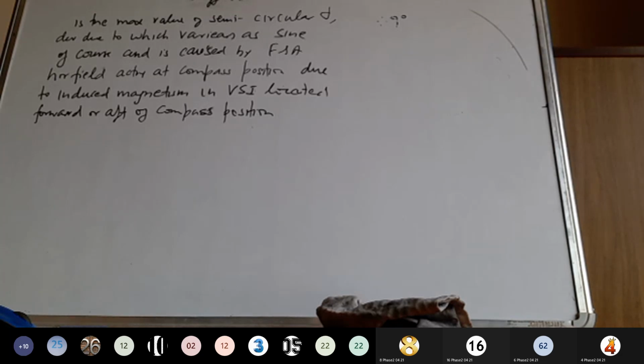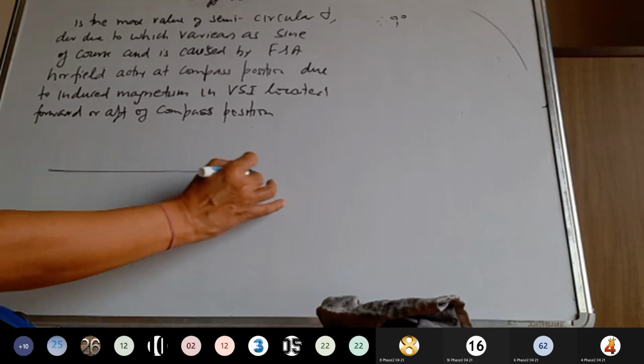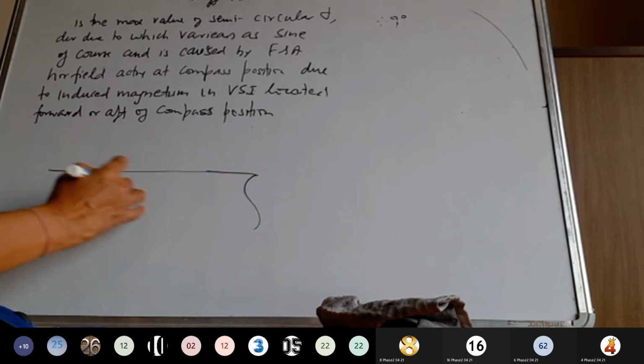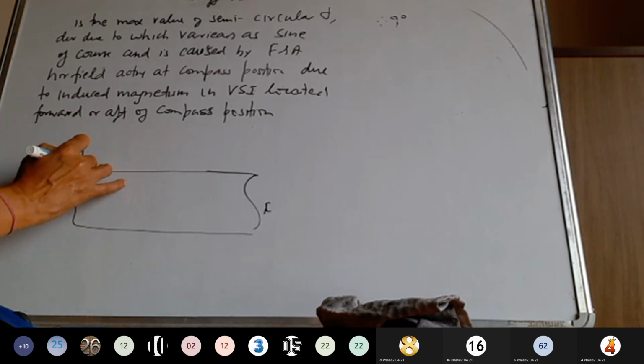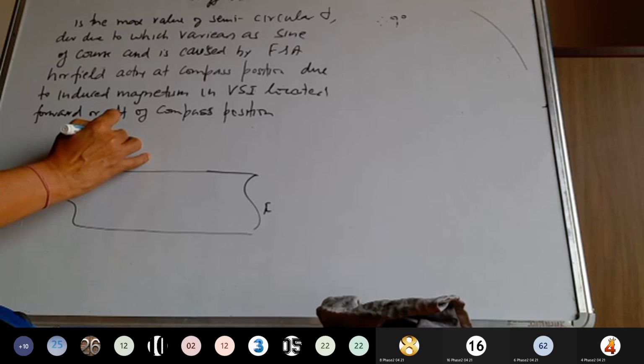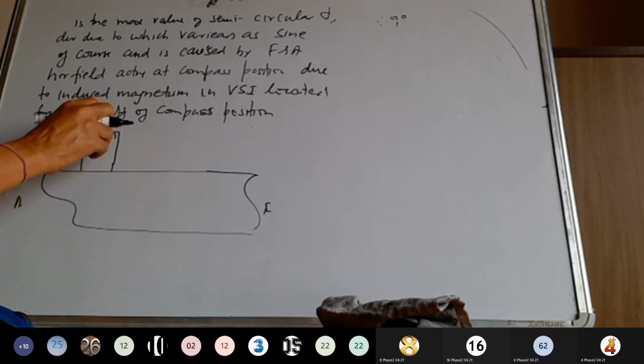It is caused by the fore and aft horizontal field at the compass position due to induced magnetism in the vertical soft iron, which is located forward or aft of the compass position. So what will this look like? Let us say this is the shape. Obviously this is forward and this is aft. Let us say this is the accommodation and monkey island. You have the magnetic compass position, and behind that we have the funnel.